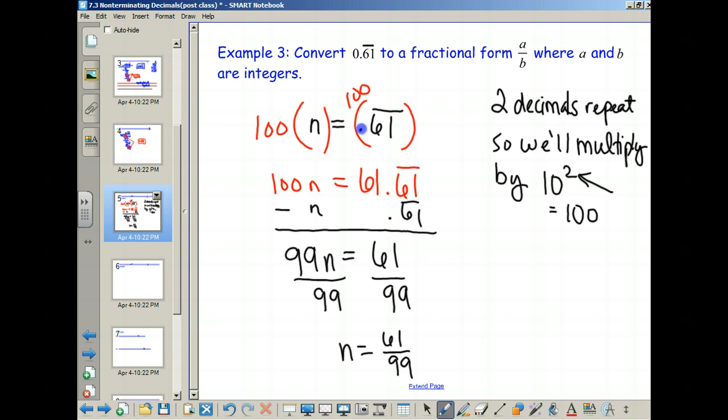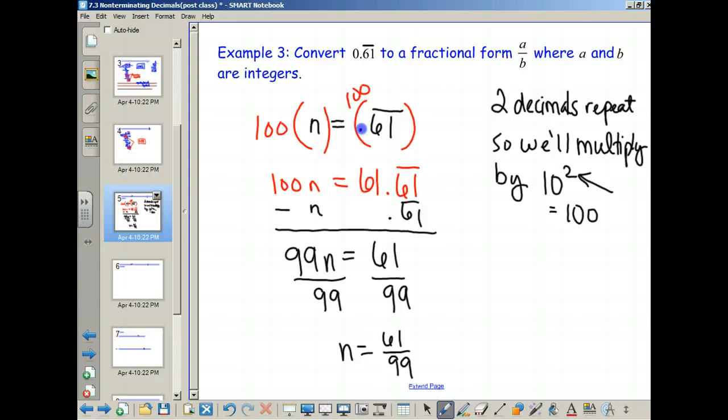So the trick is that if you have a repeating decimal, right? Normally, if you had 0.61 and there's no repeat, you just write 61 over 100. Okay, so the trick is that if you have a repeating decimal, you can just write it over 99. So you write 61 over 99. And that would work just fine for this problem. The problem is that that doesn't generalize if you have some decimals that repeat and some that don't.